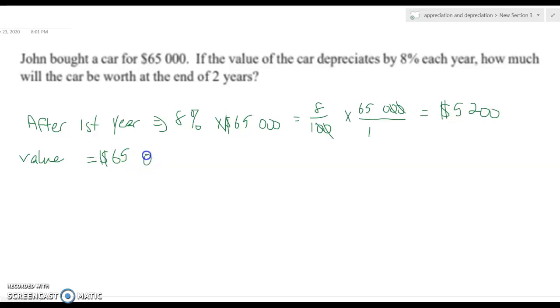$65,000, take away $5,200. So let's take away that, 65,000, take away $5,200, and we will get $59,800.